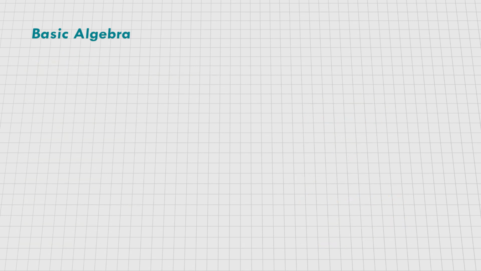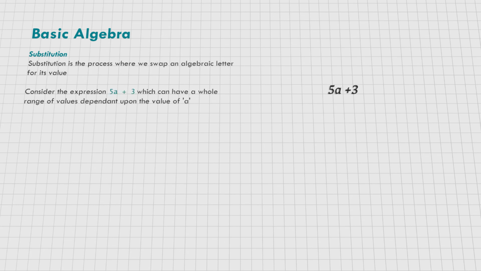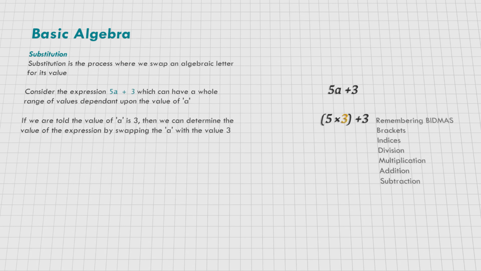Substitution is the process where we swap an algebraic letter for its value. Consider the expression 5a plus 3, which can have a whole range of values dependent on the value of a. If we are told the value of a is 3, then we can determine the value of the expression by swapping the letter a with the value 3. So when a equals 3, the expression gives a result of 18.